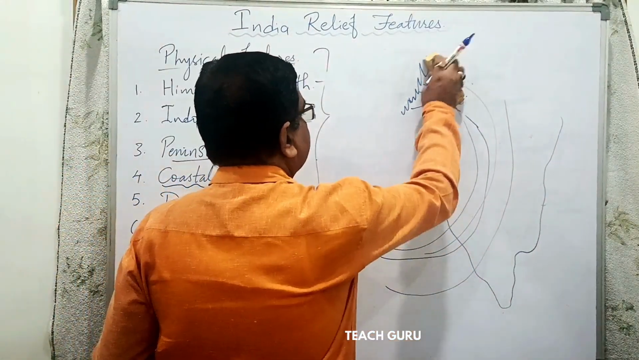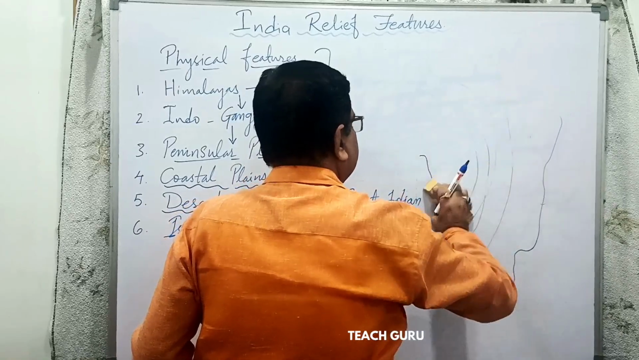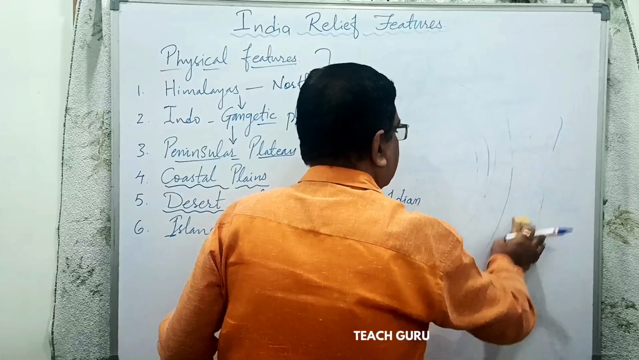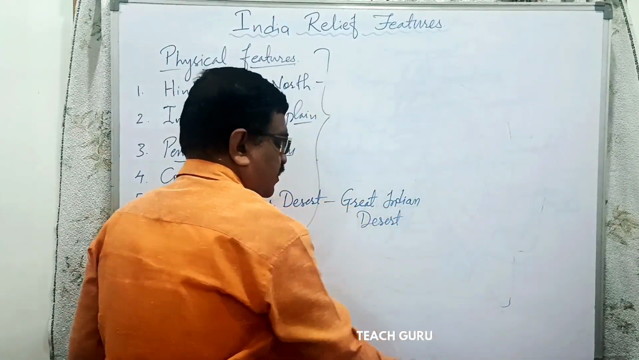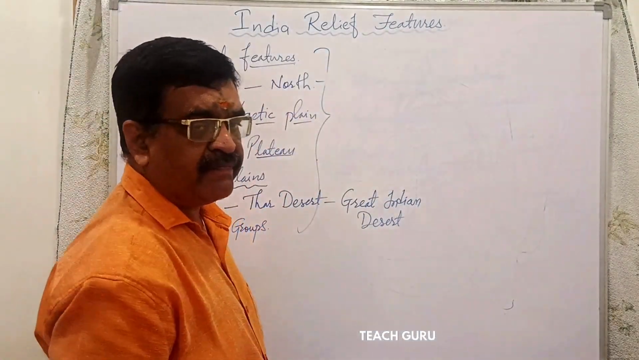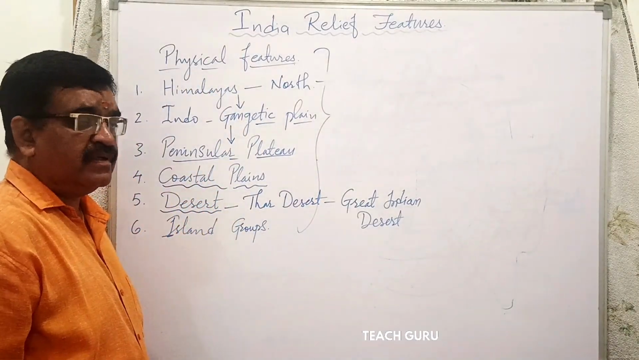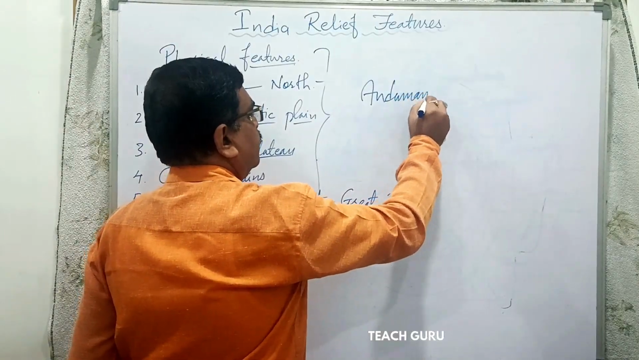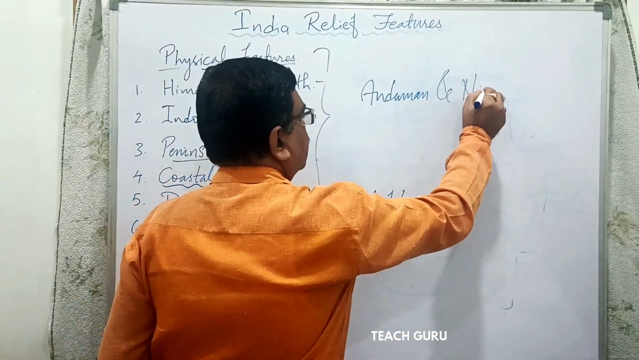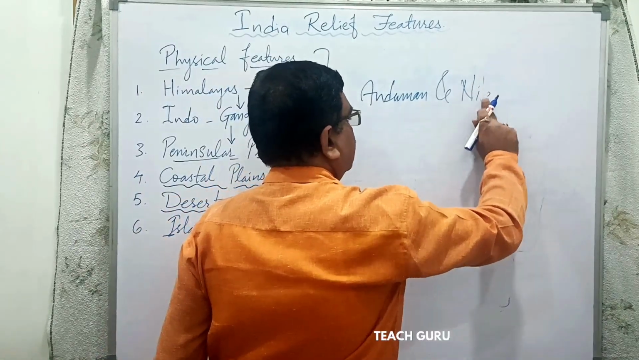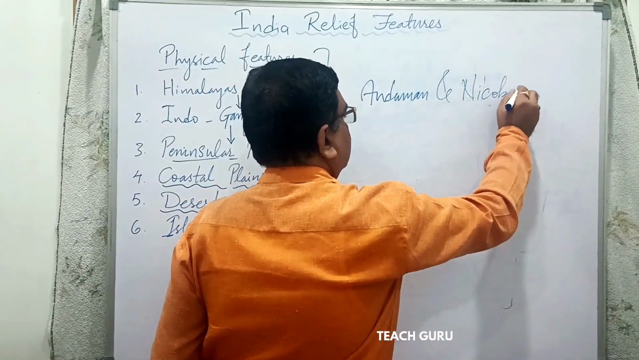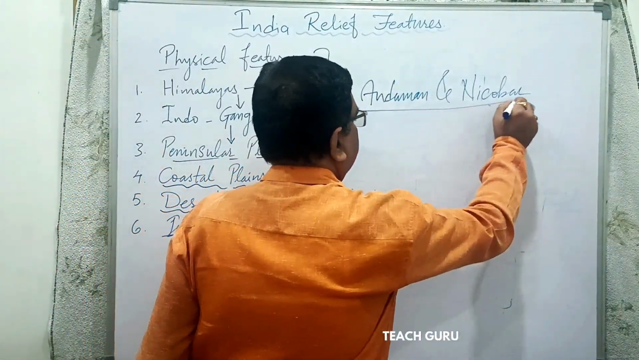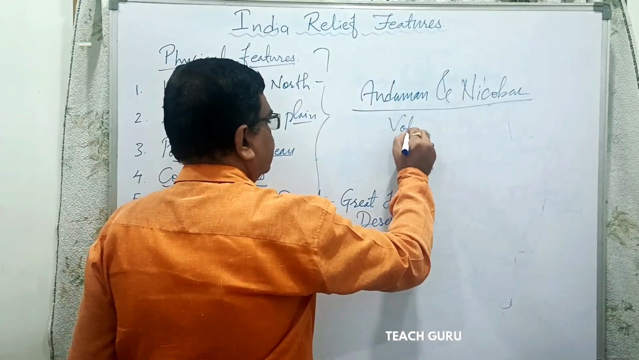Next comes the island groups. In our India, two types of islands are there. You can very easily identify two different types of islands. One is Andaman and Nicobar. Second one is Lakshadweep. These Andaman and Nicobar islands are made up of volcanic origin.